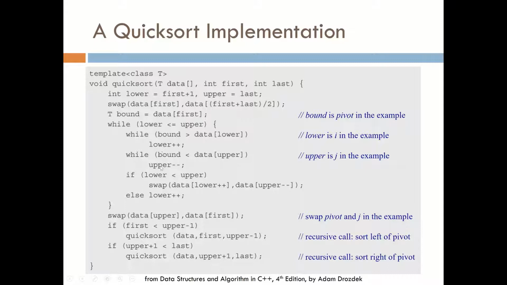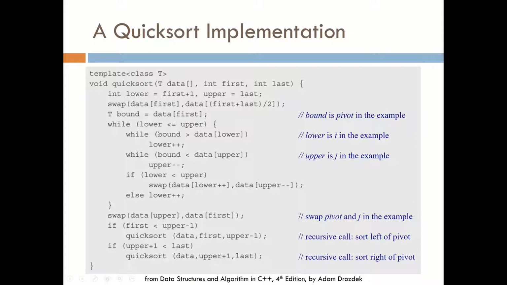And when these two stop, so you notice that both of these are in individual while statements. When these two stop, we will actually hit this line of code. And then if lower is less than upper, we will swap the values at lower and upper, at those indices. Otherwise, we will just increment lower. And again, that gives us the chance then to come back to the top of the loop and actually exit when lower is no longer less than or equal to upper.